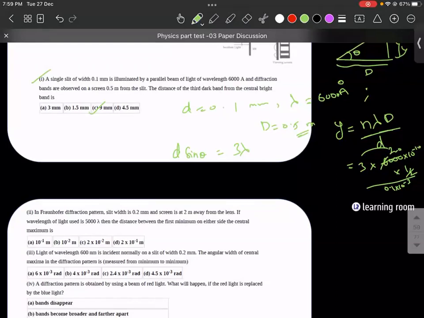Next. In a diffraction pattern, slit width of 0.2 millimeter, the screen placed at a distance of 2 meter away from the lens. If the wavelength of light used is 5000 angstrom, then the distance between the first minimum on either side of the central maximum is.